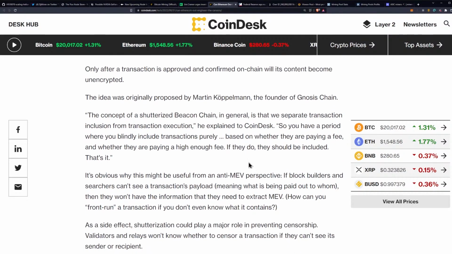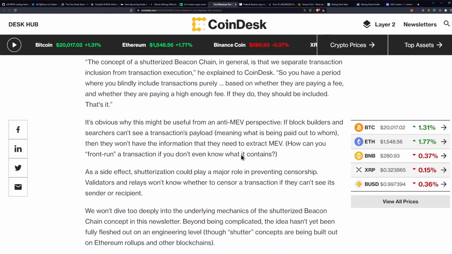The idea was originally proposed by Martin Köppelmann, the founder of Gnosis Chain. The concept of a Shutterized beacon chain in general is that we separate transaction inclusion from transaction execution, he explained to CoinDesk. So you have a period where you blindly include transactions purely based on whether they are paying a fee and whether they are paying a high enough fee. If they do, they should be included, and that's it.